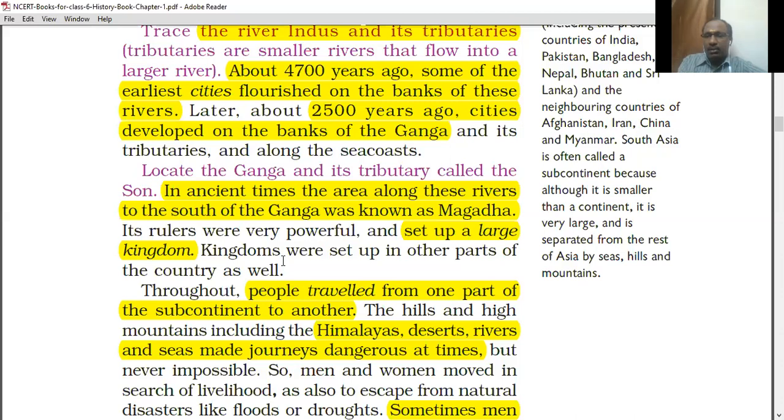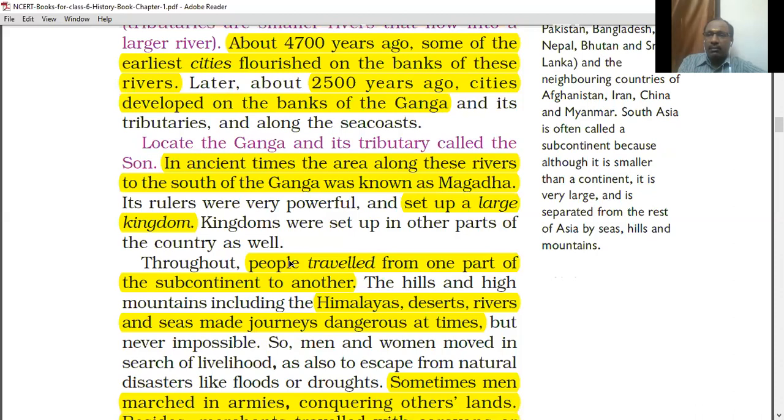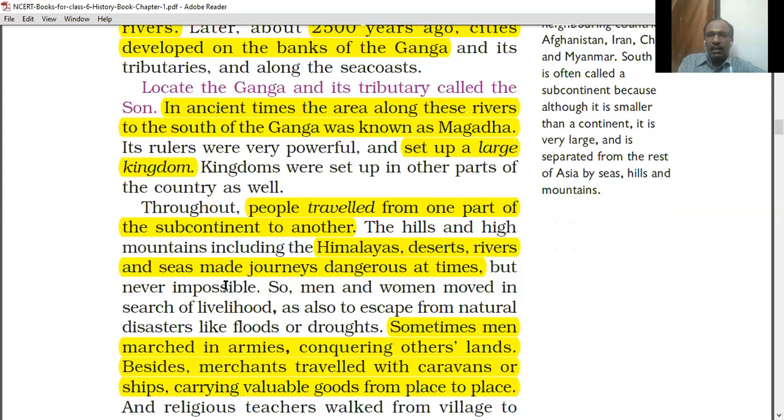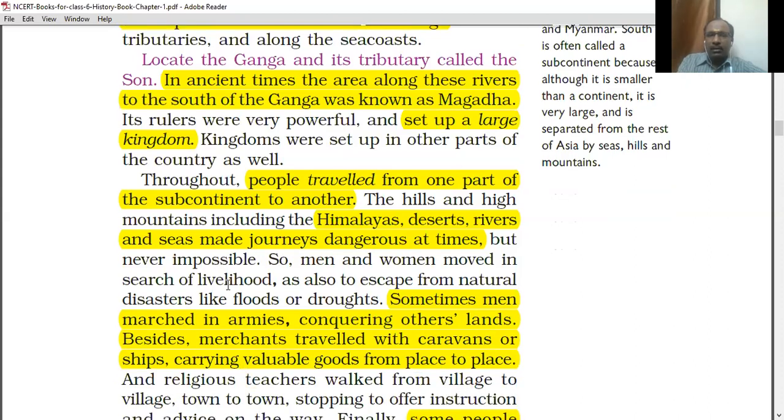It was in that state that a big empire started. That means it was a very strong state, with very powerful rulers. The rulers were very powerful, and they set up large kingdoms, and they also tried to conquer other places.